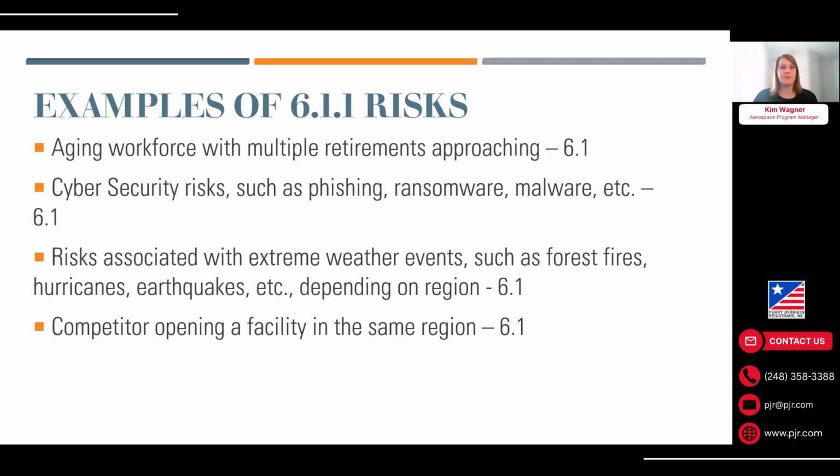There are risks associated with extreme weather events. If you live somewhere or if you work somewhere where there's forest fires or hurricanes or earthquakes, these could potentially pose a risk to your organization. They're an external issue that you have to consider when planning for your quality management system. Another example would be maybe there's a competitor opening a facility in the same region. This is an external issue that could potentially affect your QMS, something that you want to manage at a higher level.